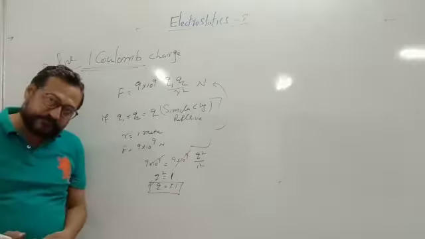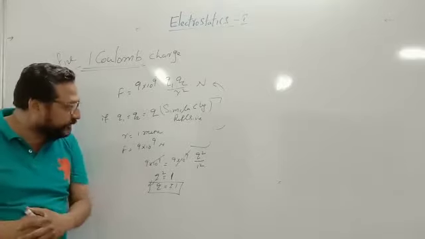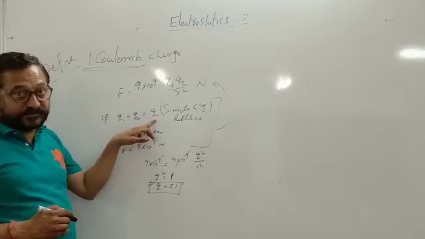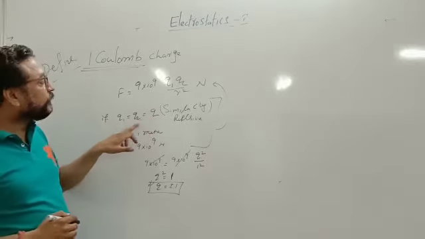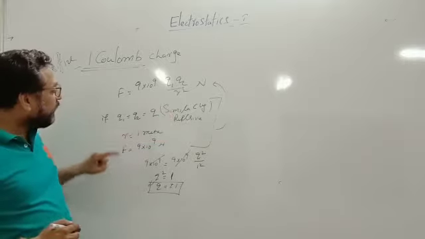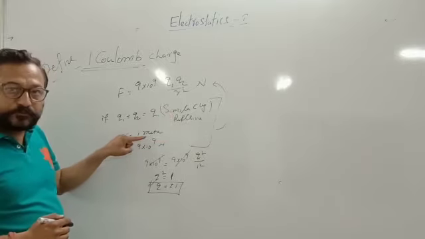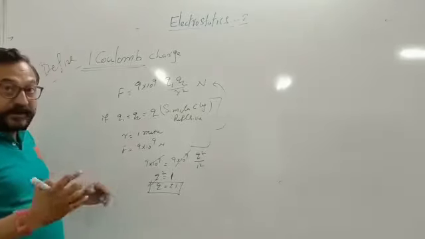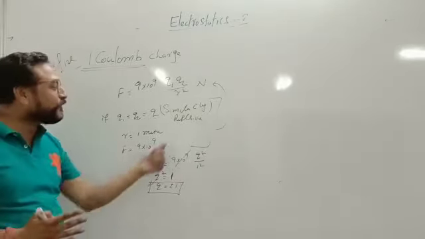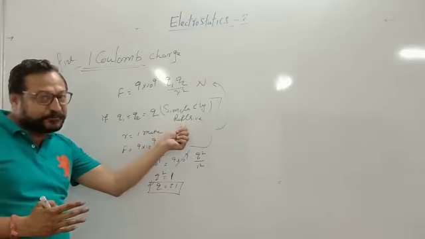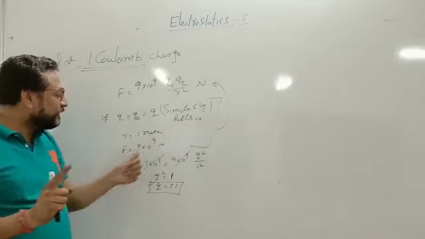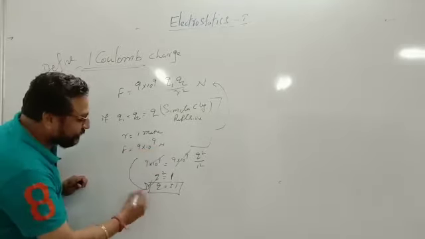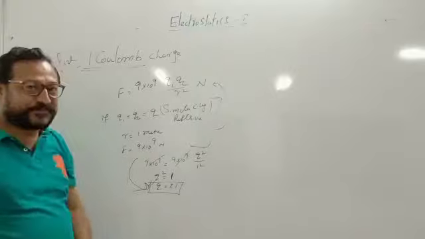What is the definition of 1 Coulomb charge? Please see on board again. When two equal and similar charges are kept at a distance of 1 meter and experience a force of repulsion of 9 into 10 to the power 9 Newton, then the charge is called 1 Coulomb charge.